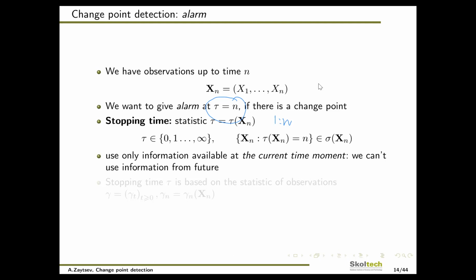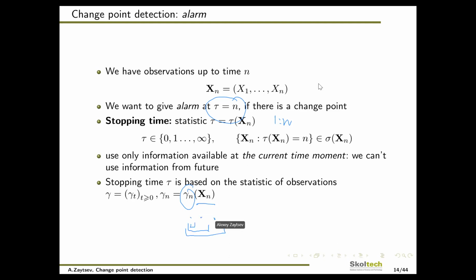And our assumption is that we can try to recover this as some actual function. We can try to have some statistic of the data, gamma. And we can base our stopping time on the statistic gamma. We say, okay, we have some gamma that depends on all previous observations. So gamma one depends on x1, gamma two on x1 and x2, and gamma three on x1 to x3, and so on and on and on.